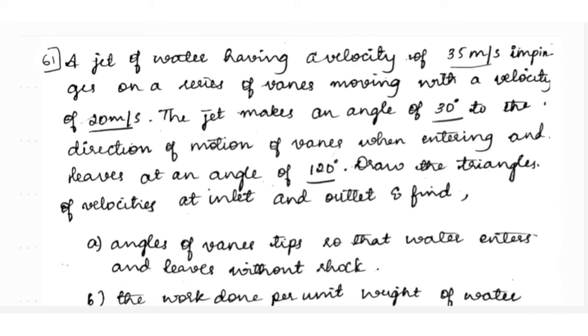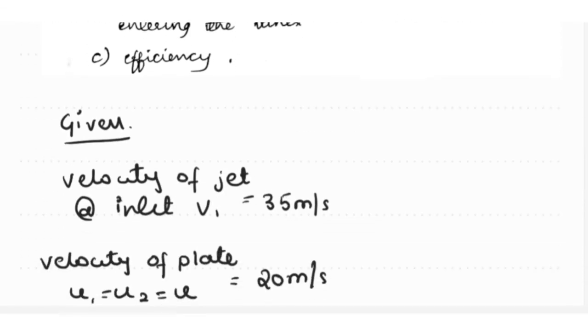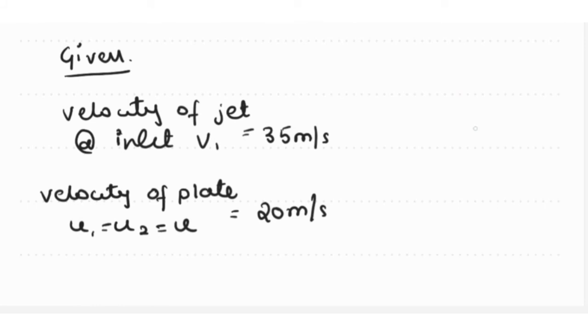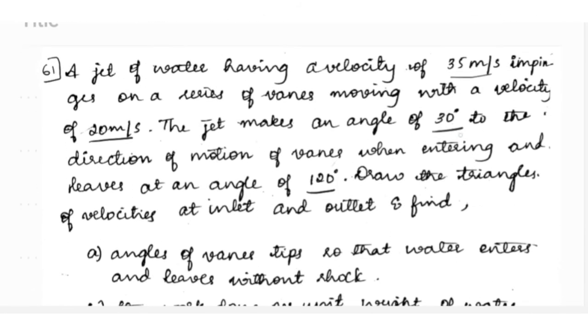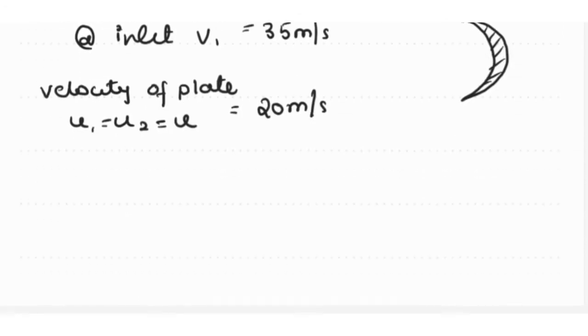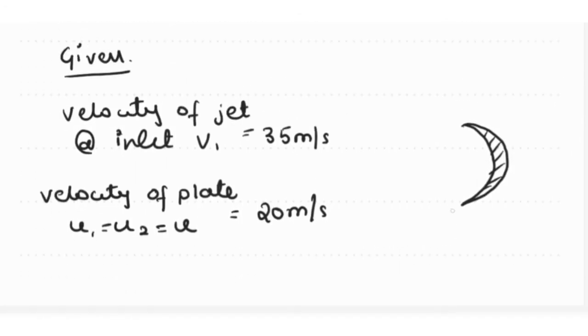So we should draw the velocity triangle. So I will draw the velocity triangle here. Here in the question it is given that the jet of water strikes with an angle of 30 degrees. So we should draw the velocity of the jet like this. So this is v1, making an angle of 30 degrees. So that is what v1 is.